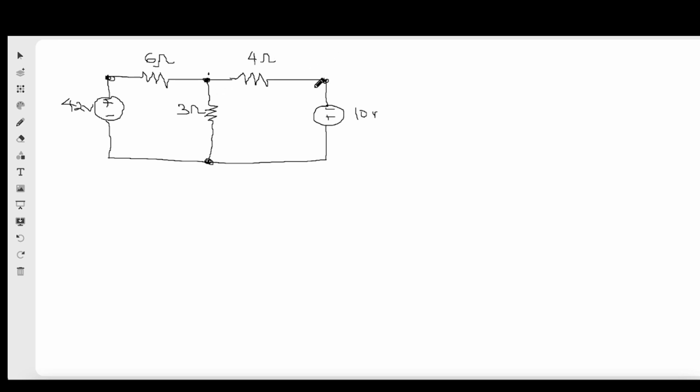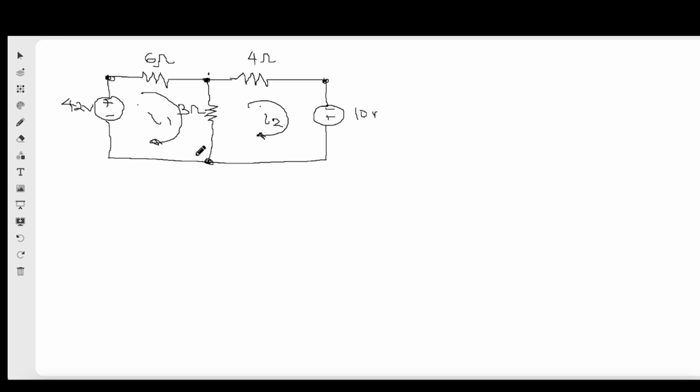But here I want to apply mesh analysis, right? In nodal analysis, we designate nodal voltages, but here we designate mesh currents. You can see the difference: nodal voltages, mesh currents. So in this mesh, we say that there is a mesh current, and let us name it I1, and here we have I2.